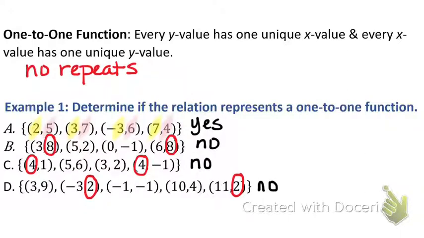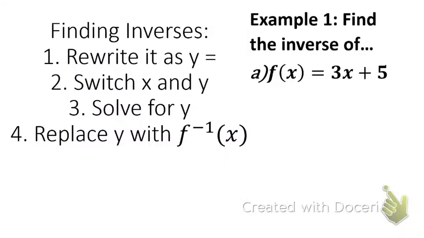All right, so in the homework, you're going to have ordered pairs like this. You just have to tell me yes or no. All right, so the last thing for 5.2, because we're kind of doing it backwards, is finding the inverse. How to find the inverse.